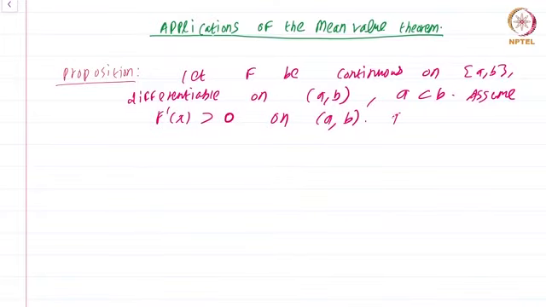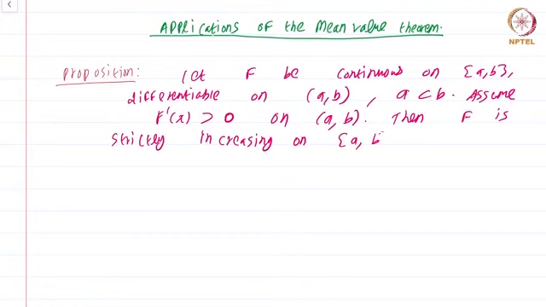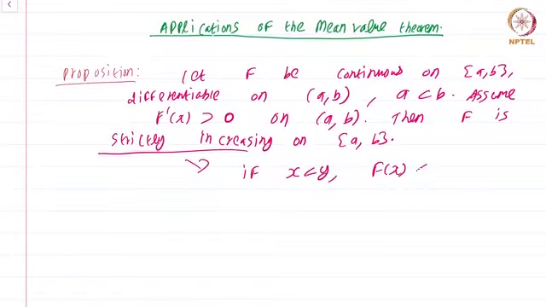Then f is strictly increasing on closed interval [a, b]. To clarify, this strictly increasing just means that if x is less than y, f of x is less than f of y, right? x, y coming from [a, b]. This is just a clarification of what it means for a function to be strictly increasing.